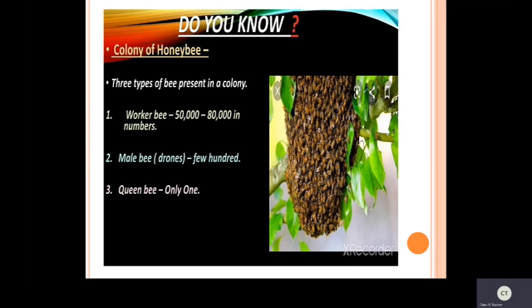What is the first one? Worker bee. What is the second one? Male bee or drones. And now see here, queen bee. Only one queen bee will be present. You will study this in your higher classes, but you should know, children, the different kinds of honeybees.